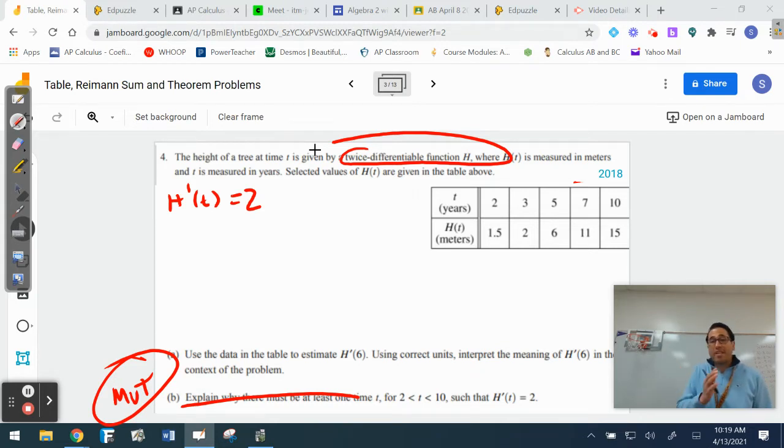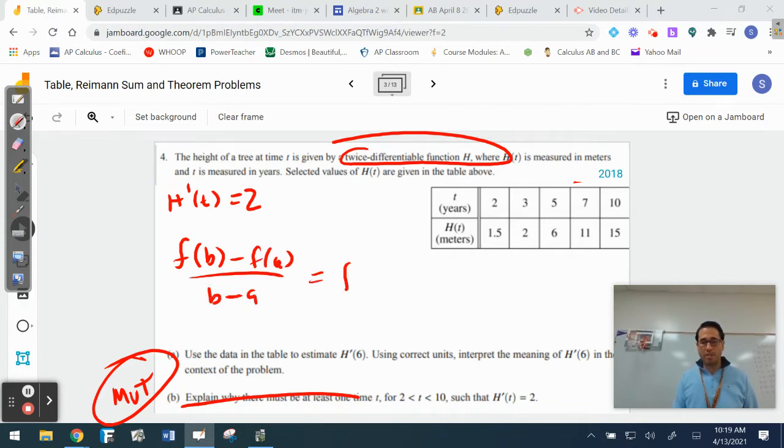And you don't have to say there must be at least one t such that, but you need to know what the mean value theorem formula is. And remember, it is, and I'm going to write the general one. It's f of b minus f of a all over b minus a. Remember, they just have to be in the right order, equals f prime of c. Remember, that's the formula.